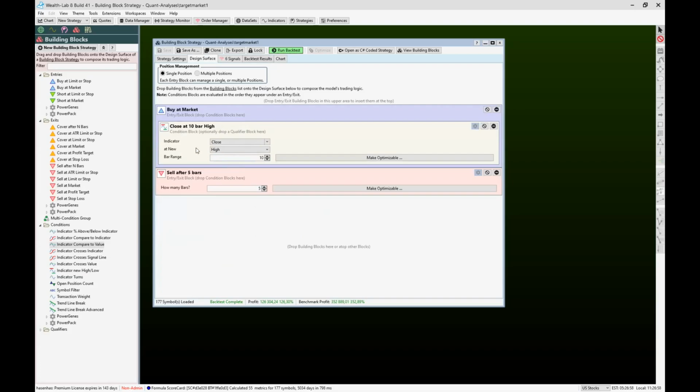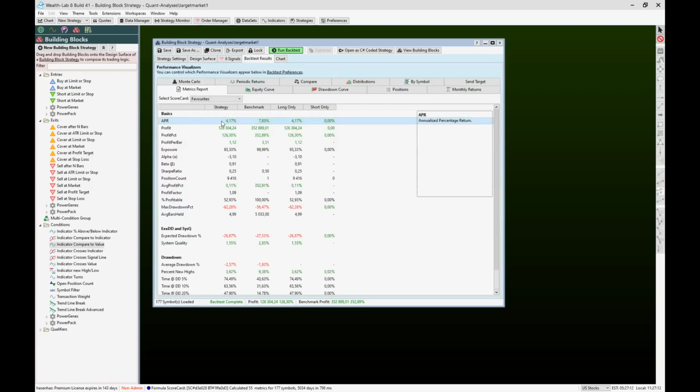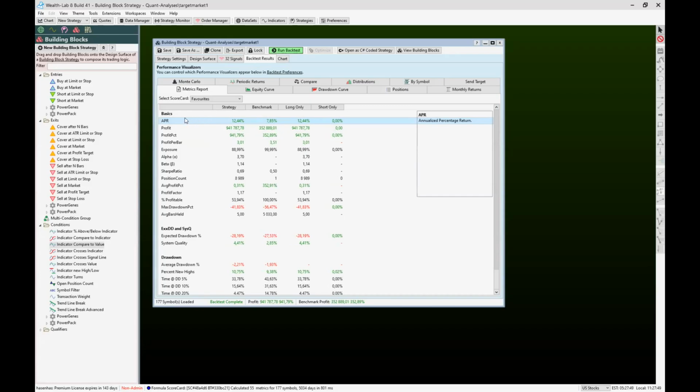Okay, so let's do now the opposite. Close makes a new low. Everything else stays the same. And now we have to look if we're doing better or worse here. Let's do the backtest. Okay, so we're doing much better. We had before 4.17%, and now we have more than 12%. So that might be a first hint that it's better to buy the losers of the last day. But of course, we have too little information to determine this. We have to do more research.